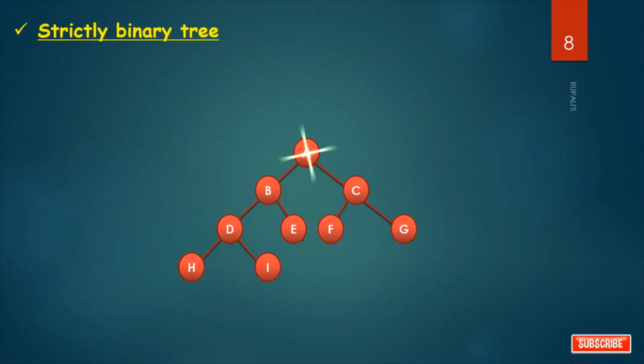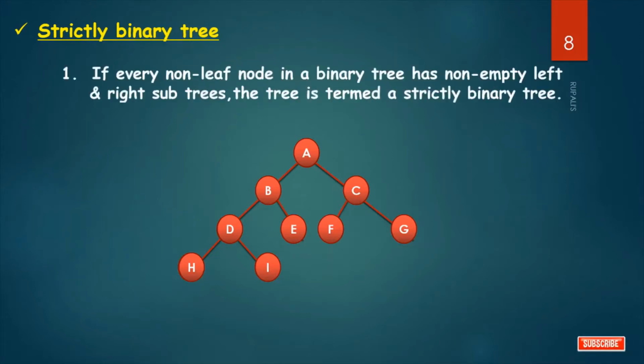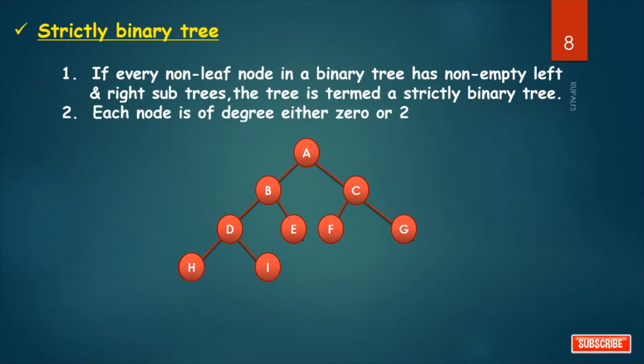Strictly binary tree. If every non-leaf node in a binary tree has non-empty left and right subtree, the tree is termed as strictly binary tree. Means if it is a leaf node then it is okay. But if it is a non-leaf node, means it is not the terminal node, then there should be one left subtree and one right subtree. Non-empty means there should be at least one node. Then the tree is called strictly binary tree. So, each node is of degree either 0 or 2. 0 is for terminal node and 2 is for non-terminal node or non-leaf node.